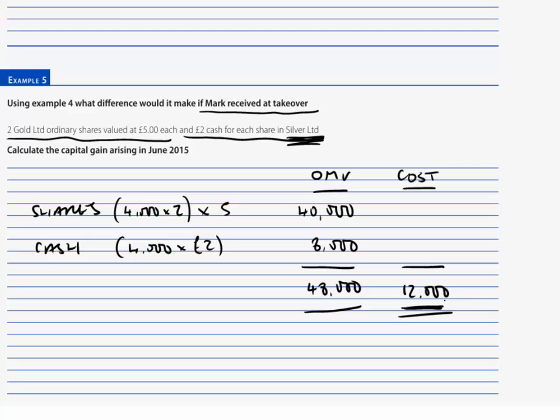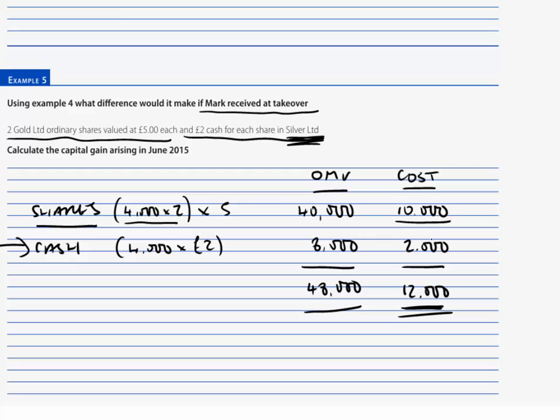Use those market values to divide out that cost on a proportionate basis. So 40/48 of the 12, i.e. 10,000, yet again belongs to the ordinary shares, and the remaining 8/48, the remaining 2,000 of cost, belongs to the cash. And the only difference now is that at the time of takeover, we only get the share-for-share rules in relation to the shares that you have received. Those 8,000 shares that you've got in Gold Limited will be deemed again to have cost £10,000. But this time you receive cash, and where you receive cash there is a gain to calculate.